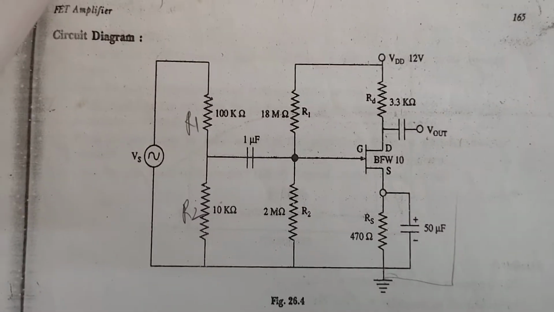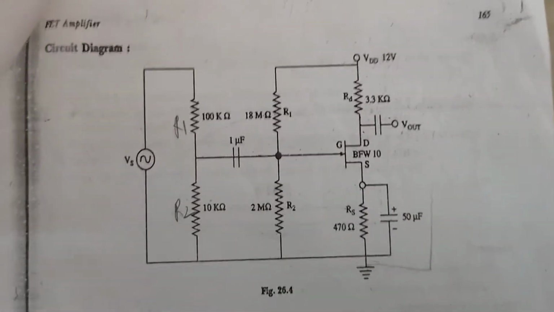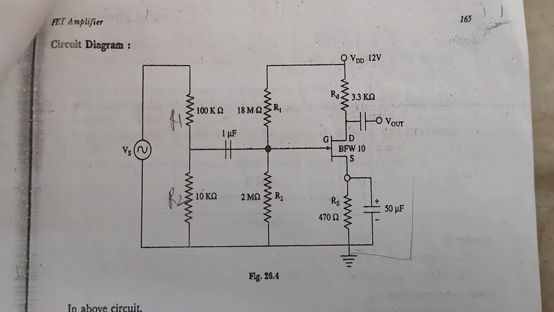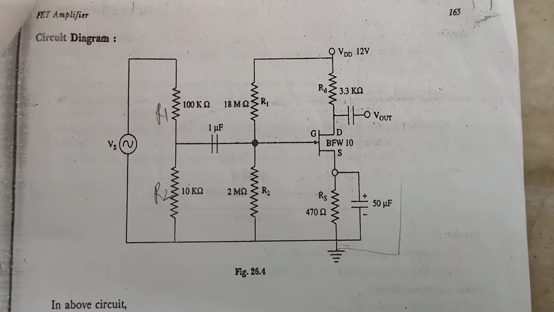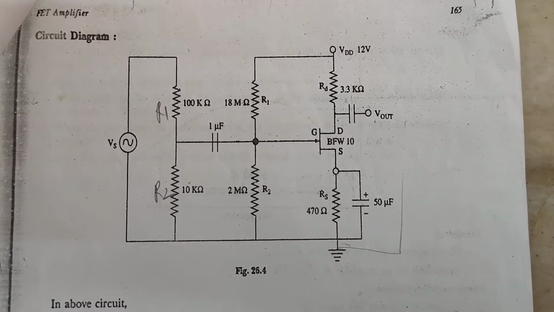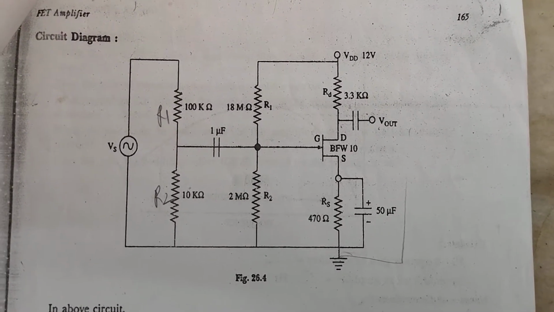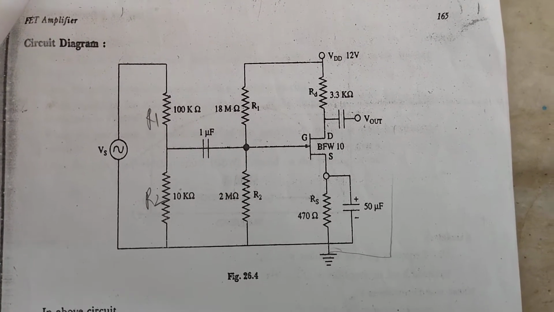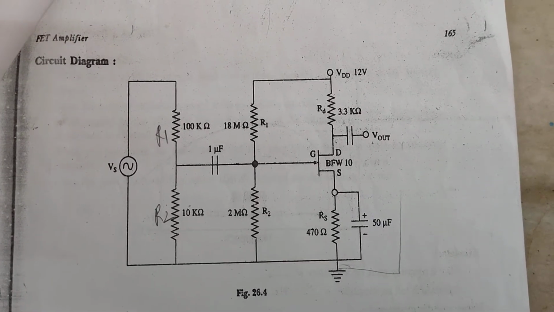Here we have a drain, source and gate, because JFET contains 3 terminals. We are supplying VDD as a DC voltage which is 12 volt. The name for this is BFW10, which is an N channel JFET. We have two types of JFET: one is N channel, the other is P channel. We are studying this nature with the help of this N channel JFET.